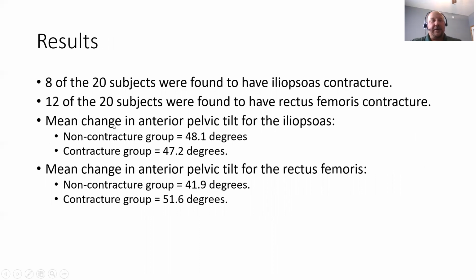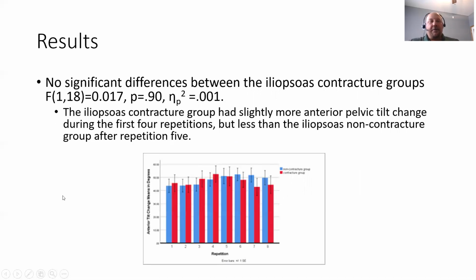So you can see the mean change in anterior pelvic tilt angles here. The non-contracture group had an average of 48.1 degrees, and the contracture group was 47.1. For the rectus femoris, the non-contracture group had a change of 41.9 degrees, and the contracture group was 51.6. So a fair amount of difference there, much more than there was on average with the iliopsoas. However, we ran the ANOVAs, and we didn't find any significant differences for the iliopsoas contracture groups.